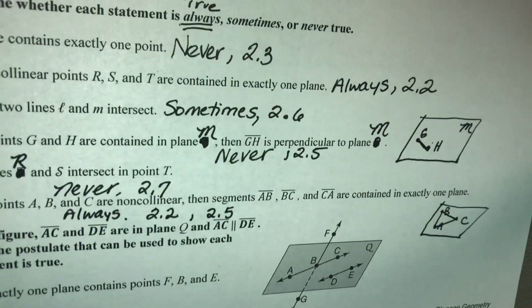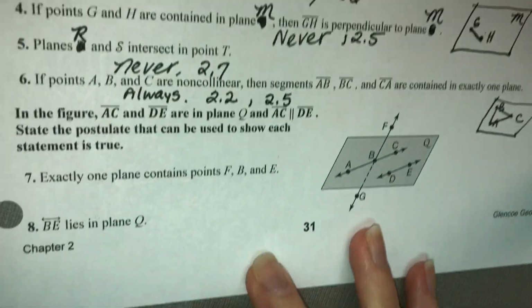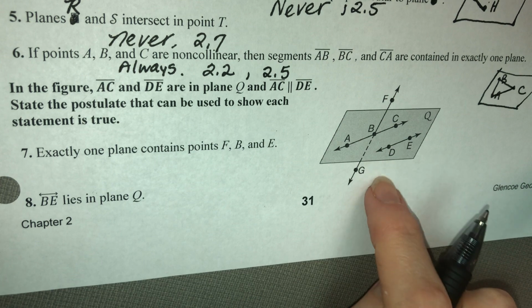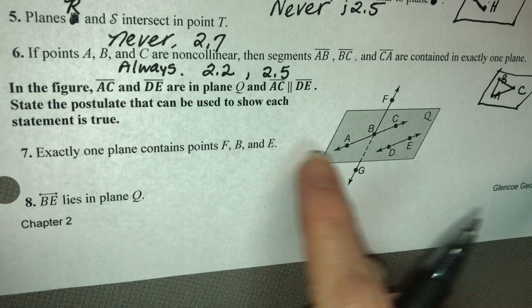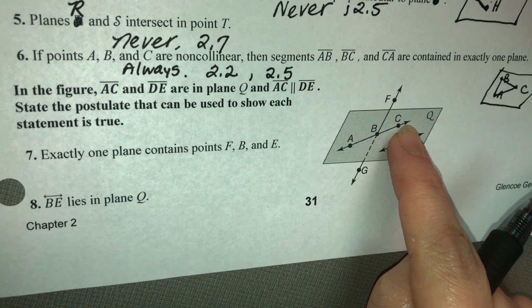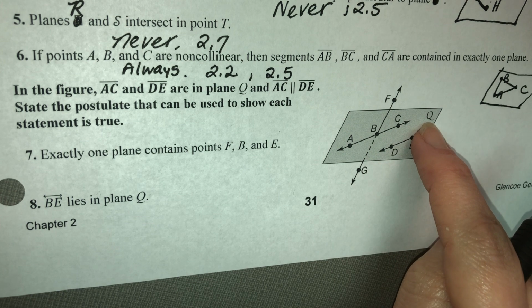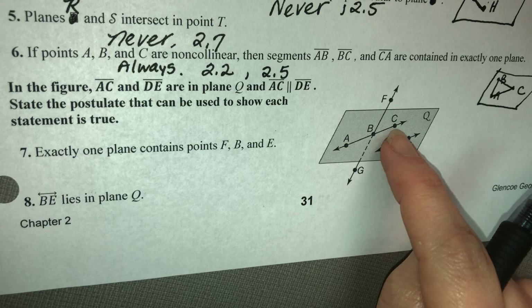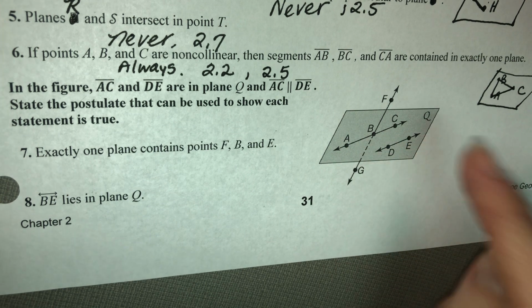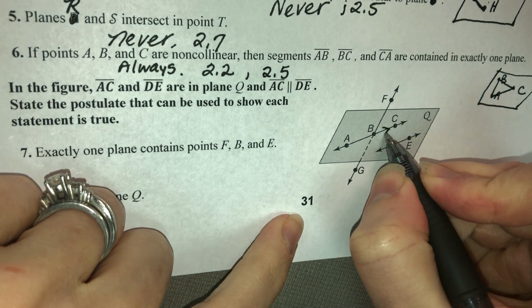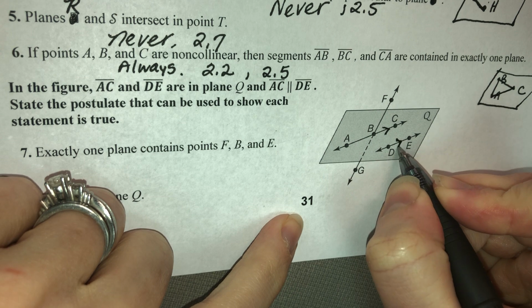Okay, moving down to the bottom here, it says in the figure, this picture right here, segment AC and segment DE are in plane Q. Segment AC is parallel to segment DE. So I'm going to put these little arrows on this picture.